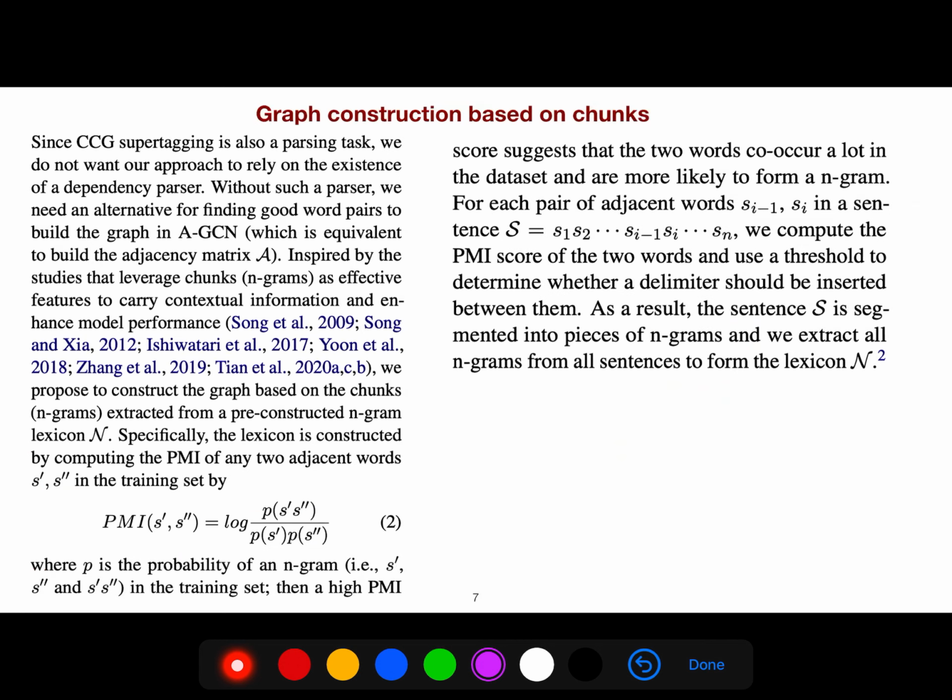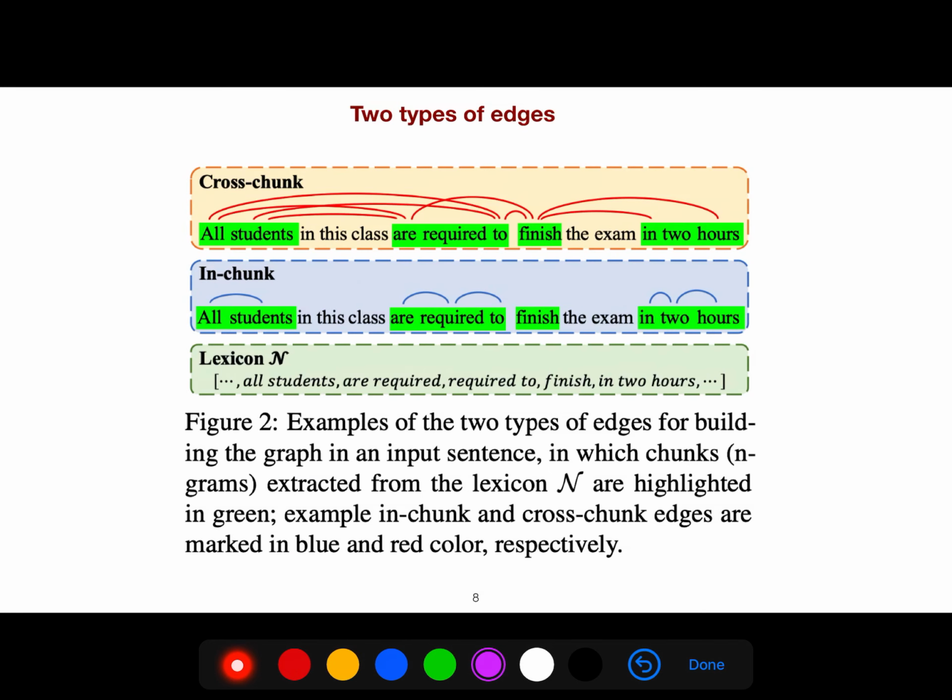And also here I will show you something more. For a sentence, as I said, we compute the PMI of two words and use a threshold to determine whether a delimiter should be inserted between them. Okay, so this is the probability. But here we have two types of edges, cross-chunk or in-chunk, because sometimes we have trained our n-gram differently.